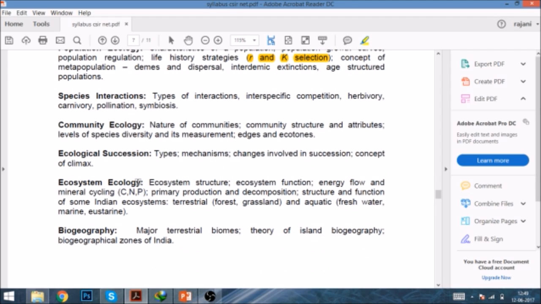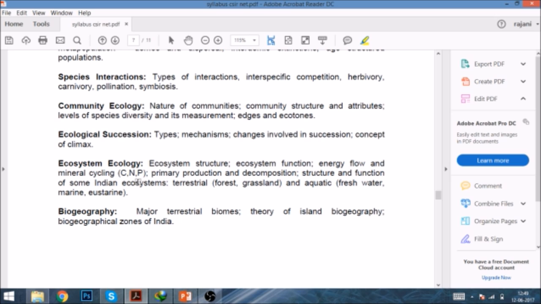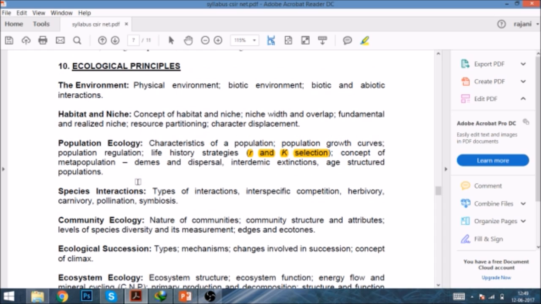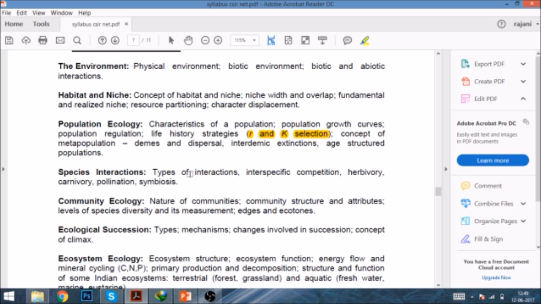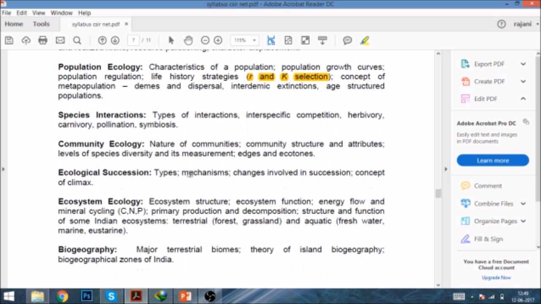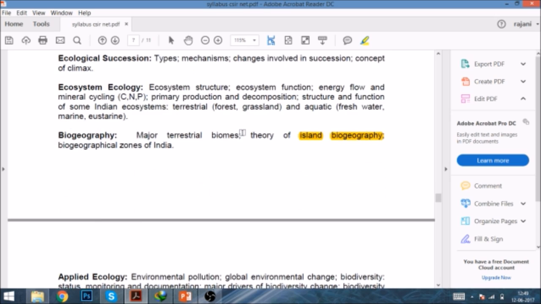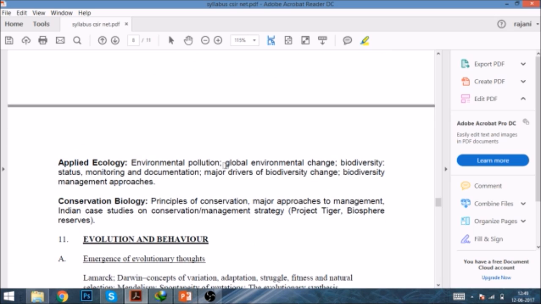About the next, what will be important? Almost every topic is important in this section, in unit number 10. Basically R and K selections are asked. Any more questions, let me have a glance over this. ICS island biogeography can be asked. Applied ecology, like biodiversity status monitoring and the measure of biodiversity changes, can be asked.